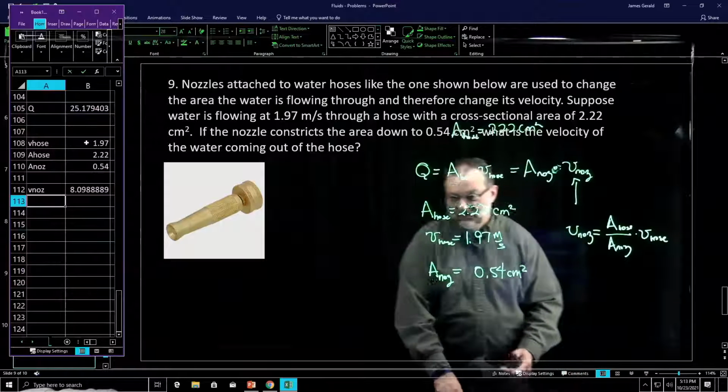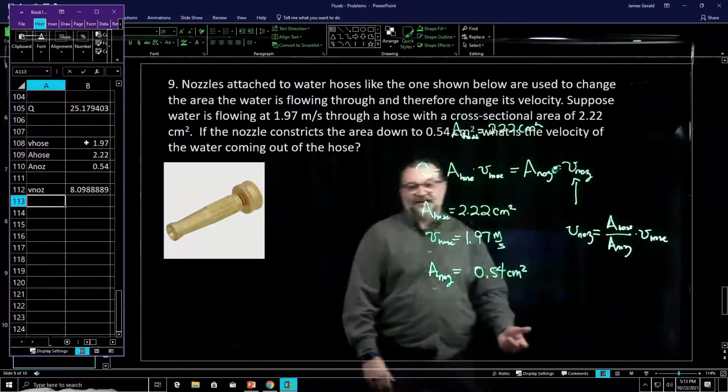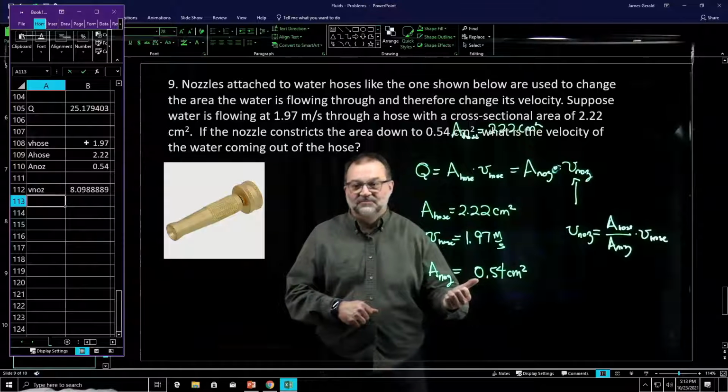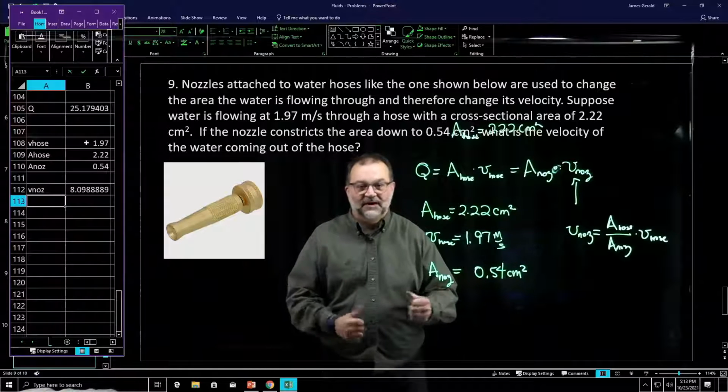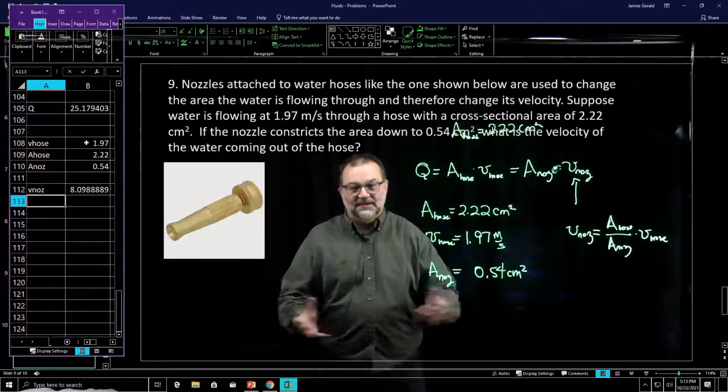And that gets us to 8.1 meters per second coming out of the nozzle. We've increased the velocity by roughly a factor of 4. And that's it for problem 9.